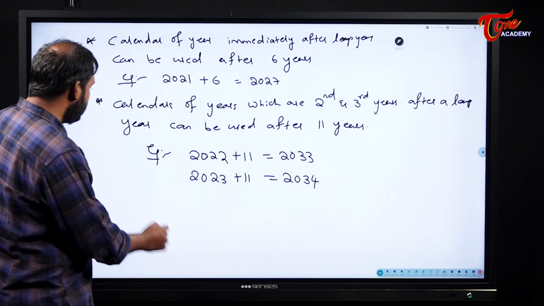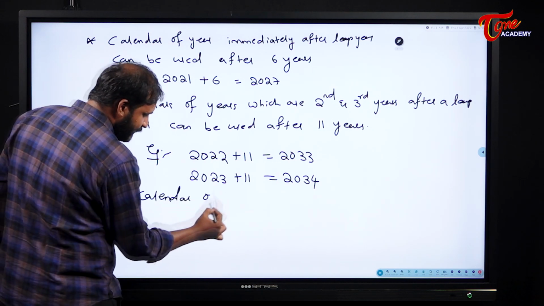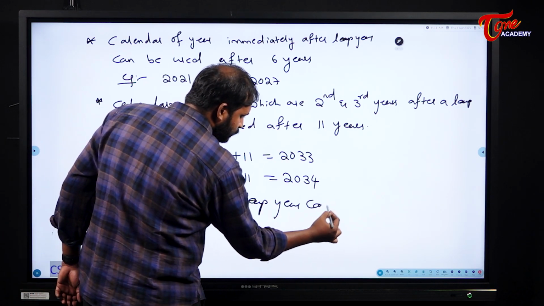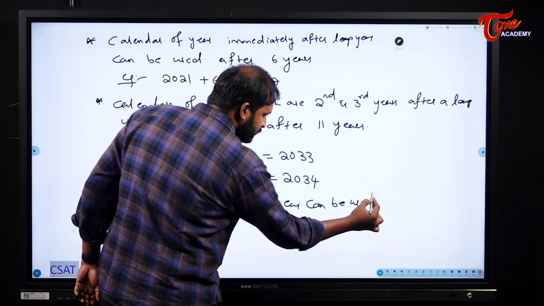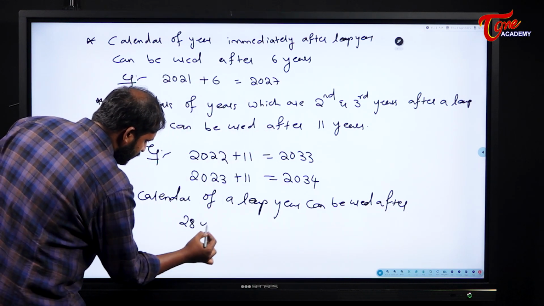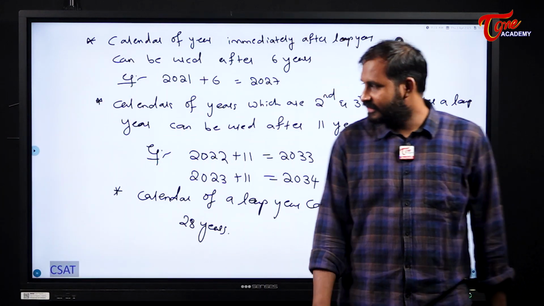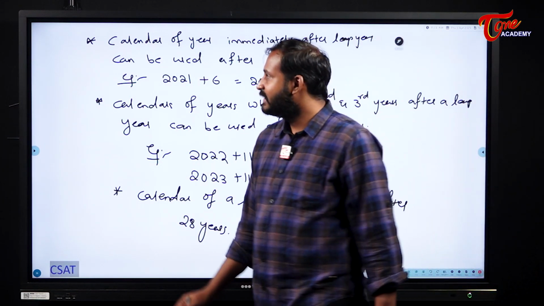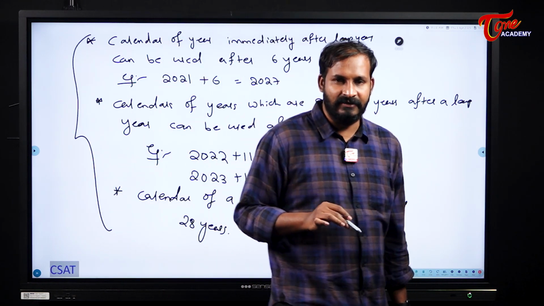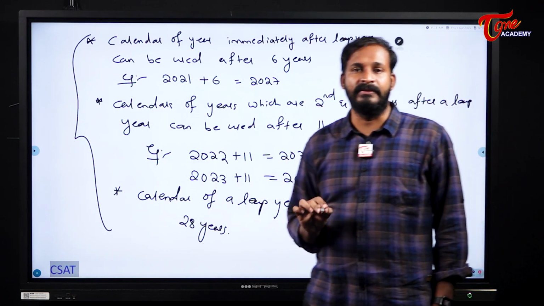And similarly, the calendar of a leap year can be used after 28 years. Okay, good. But remember one thing, students. This is why I told you the basic procedure before this shortcut technique. This method or procedure has some limitations.